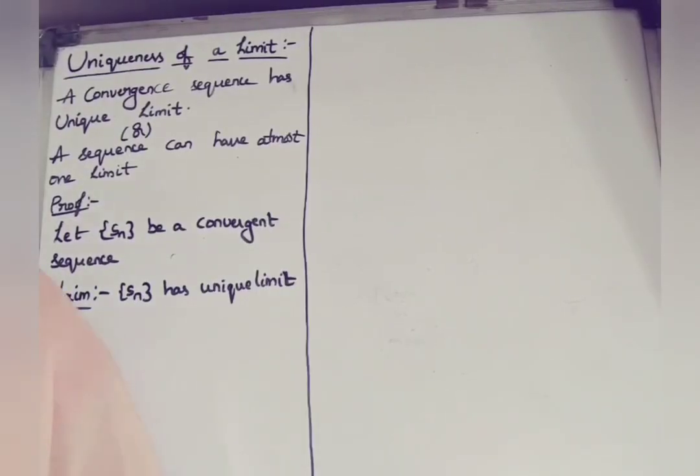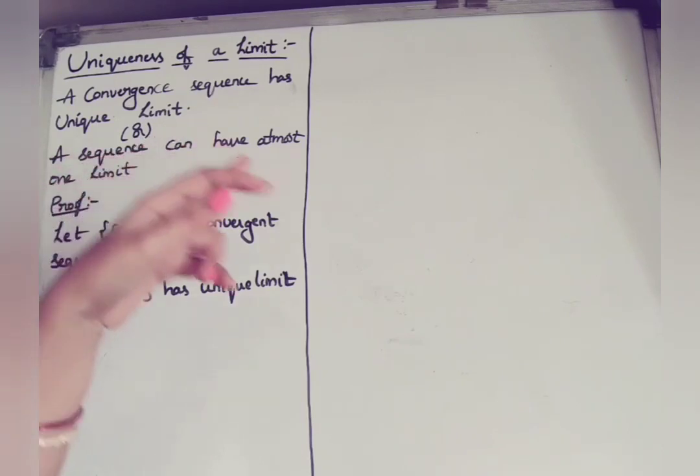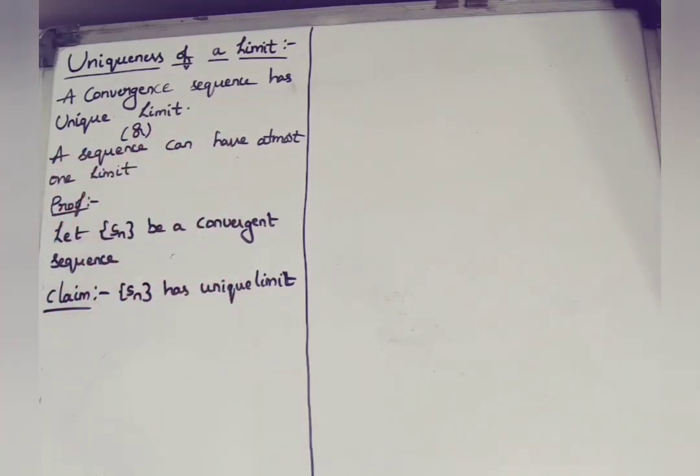Okay, next, uniqueness of a limit. This is a very important theorem for 5 marks. I think they may ask to state and prove uniqueness of a limit. So you should write the statement also. A convergent sequence has a unique limit. This is our statement. Sometimes they may ask like this also: a sequence can have at most one limit.